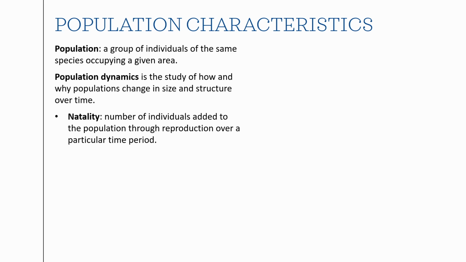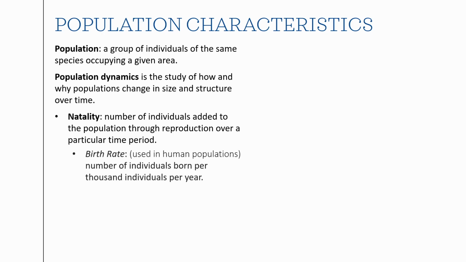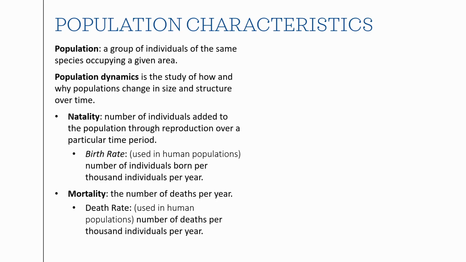And the two main factors that go into the dynamics of population change will be natality is one of them, which is basically the number of individuals that can be added to a population through reproduction. So really what we're looking at is the birth rate, and we often use the term birth rate when we're studying human populations. Mortality is the number of deaths, and in human populations we refer to that as the death rate.